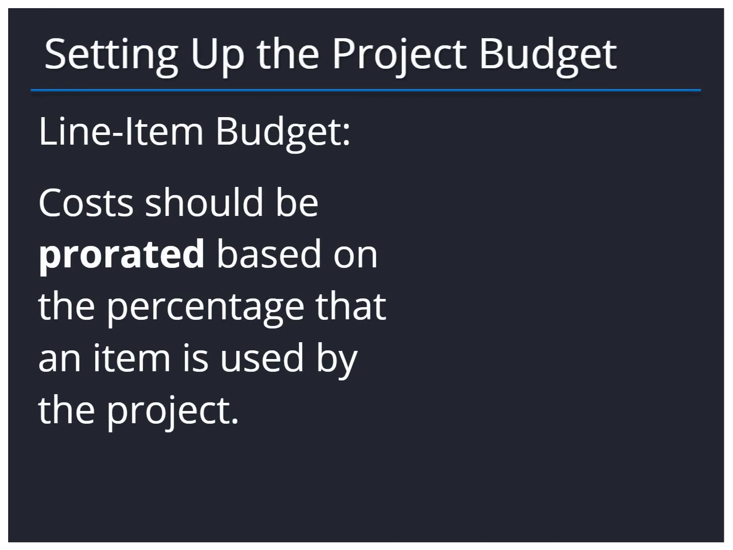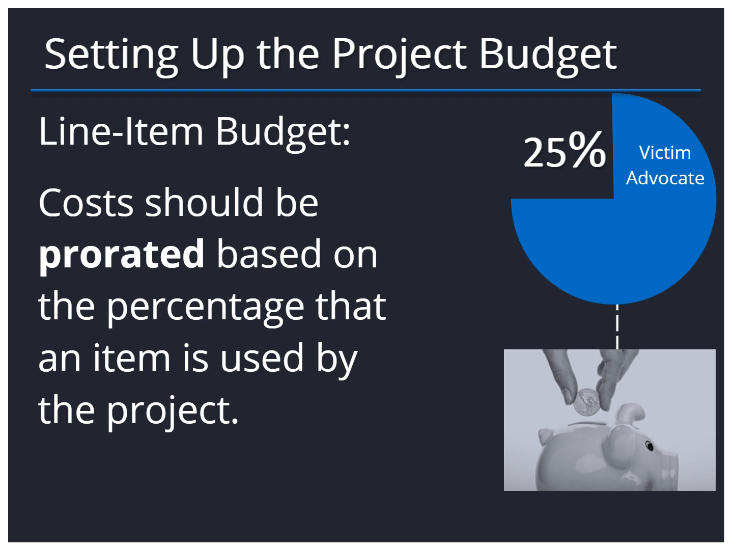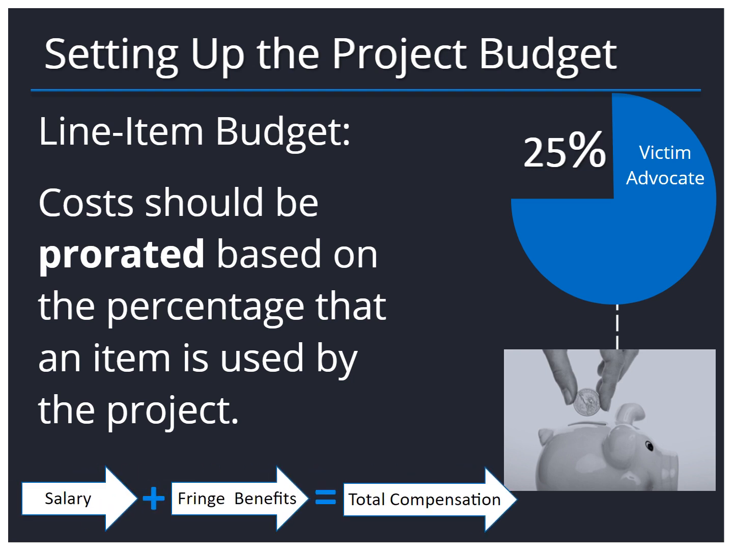Costs should be prorated based on the percentage that an item is used by the project. For example, if 25% of a staff member's time is being used to support a project, 25% of the cost of salary and any fringe benefits can be covered by the project. Hover over the fringe benefits arrow to learn more about fringe benefits, and then let's take a look at another example.